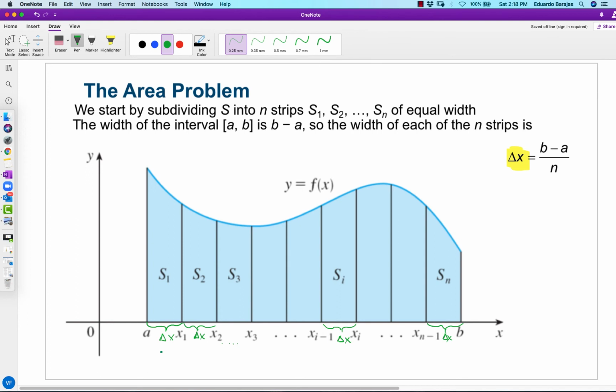And again, following the pattern for x's, if this is x sub 1, then this first one, we can refer to it as x sub naught. And then dot, dot, dot, all the way out to the very last one. And the very last one is going to be x sub n, and x sub n is equal to b. So x sub naught equals a, x sub n equals b.